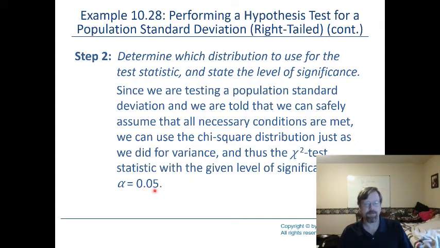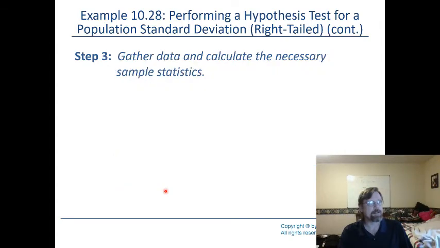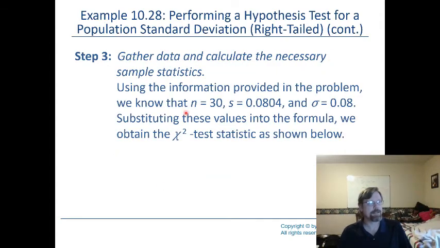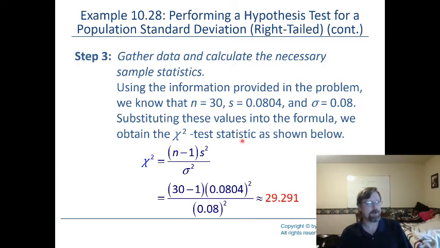Let's gather our data. Sample size was 30. Sample standard deviation was 0.0804. Presumed population variance, 0.08. We can input those into our chi-squared formula. Our sample size, sample standard deviation, presumed population standard deviation. Right. Put all those in, we get 29.291.